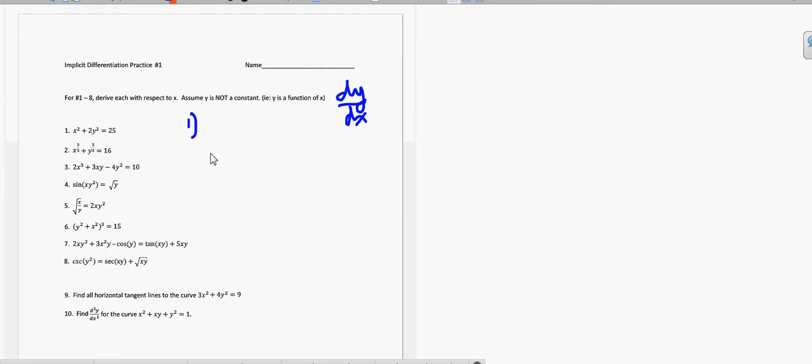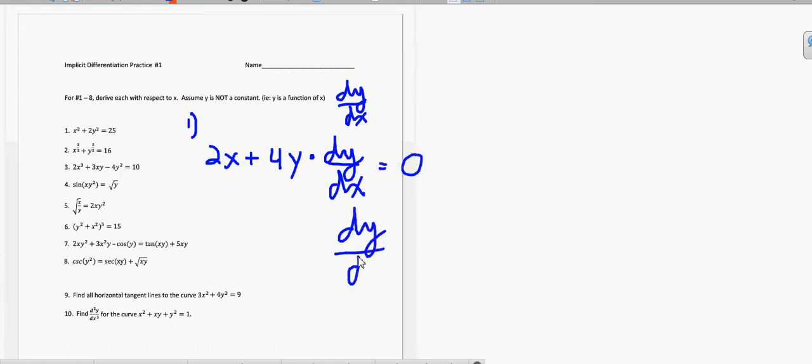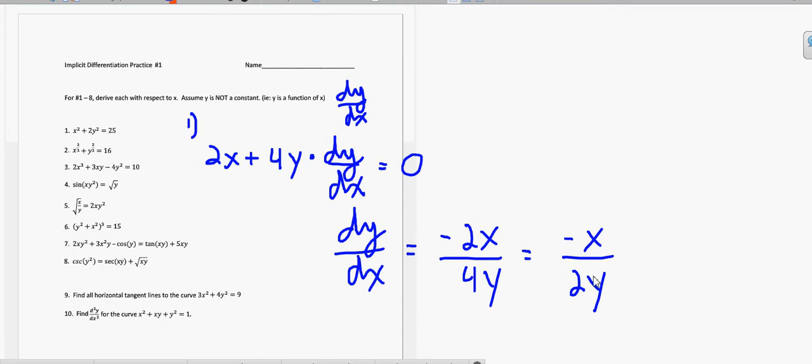So for number 1, we're going to derive this and get 2x plus 4y, because 2y squared is in there, times we derived y, so now that turns into dy/dx, equals 0. Doing a little bit of math, dy/dx is negative 2x over 4y, which is negative x over 2y. There you go. dy/dx, negative x over 2y. And this is still the slope.